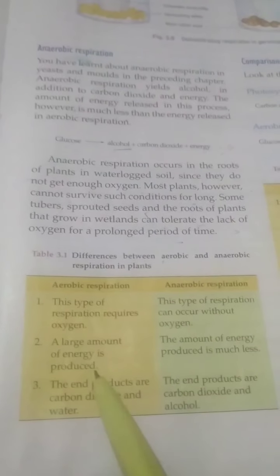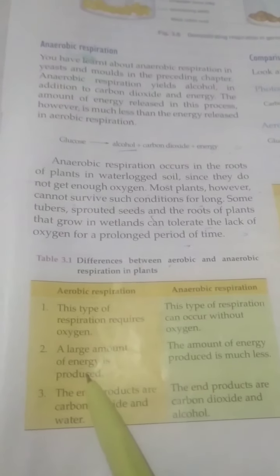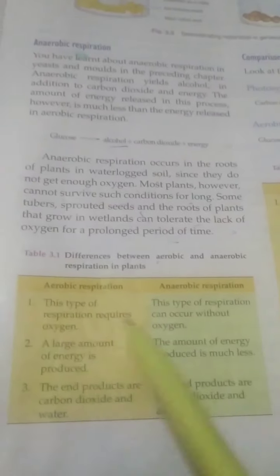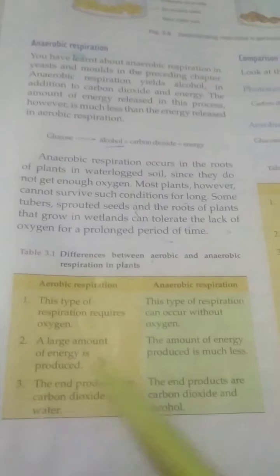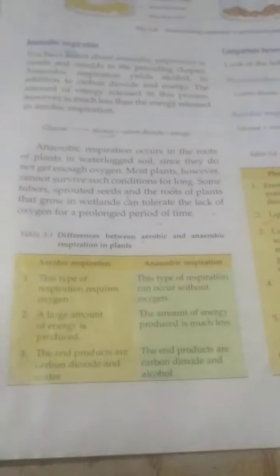In aerobic respiration a large amount of energy is produced, but anaerobic respiration, as compared to aerobic, produces less energy. The end products are carbon dioxide and water, but in anaerobic respiration the end products are carbon dioxide and alcohol. Then in table 3.2 we can discuss the difference between photosynthesis and respiration.